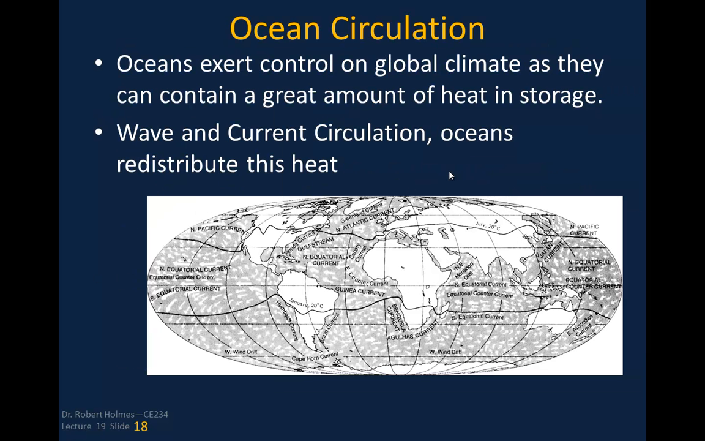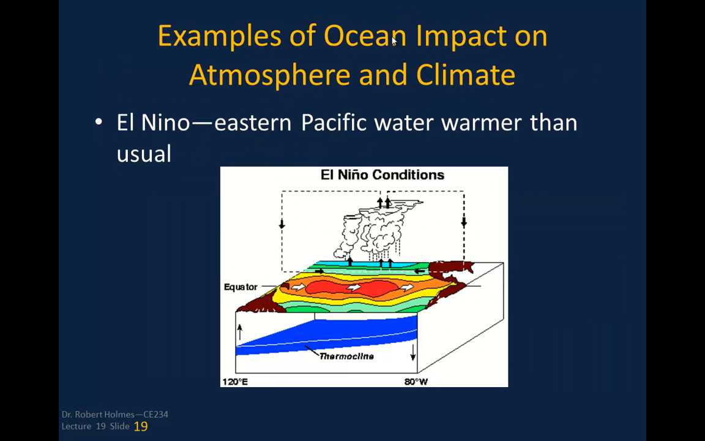If you look at ocean circulation, the oceans exert great control on the global climate. It contains a lot of heat and storage. It also contains the source of the moisture that we would evaporate and cause to come down in rainfall. An example of the ocean's impact on atmosphere and climate, most of you have heard about the El Nino. That's the Eastern Pacific water temperatures, and when it's warmer than usual, it's what we call an El Nino condition, and that induces certain weather patterns in the United States and elsewhere in the world.